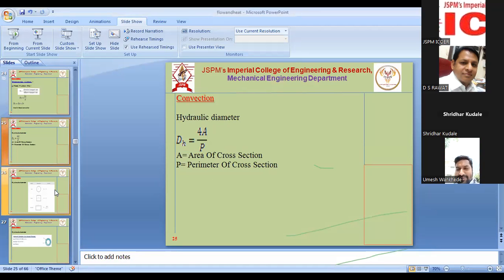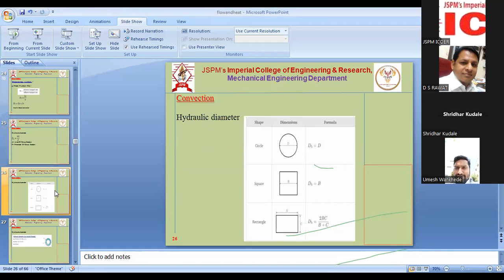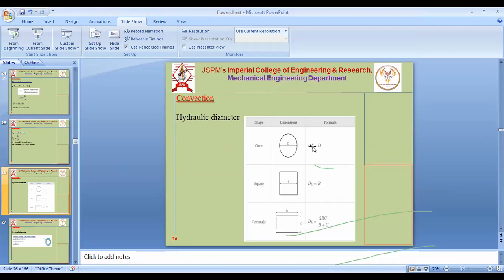Like here I have shown some cross-sections. If it is circular, then the hydraulic diameter is the diameter of the pipe. If it is a square, then it is the side of the square. If it is a rectangle, then it will be 2BC by B plus C. The same formula, 4A by P, we have to use.